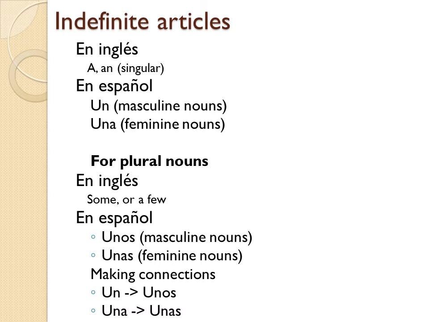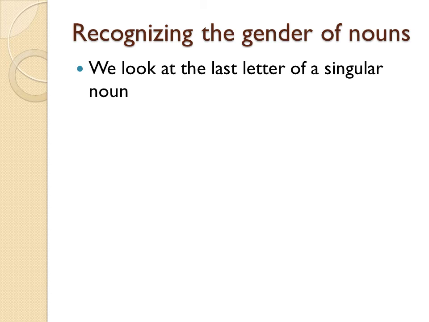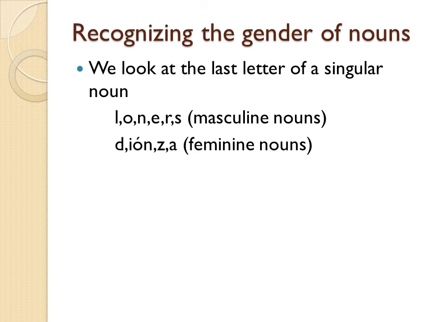Before we go on to the rules for making nouns plural, let's review how to recognize the gender of nouns. It's going to help us as well. Okay, so remember, the way we learned it is we look at the last letter of a singular noun. The noun has to be in the singular form. So if it ends in o, then we think of it as a masculine noun. And if it ends in a, then it more than likely would be a feminine noun. We know that there are some exceptions to this rule, but this gets us through most of the nouns out there.